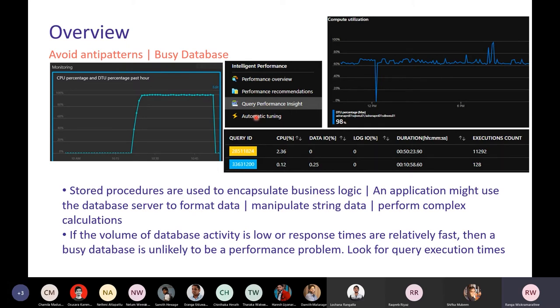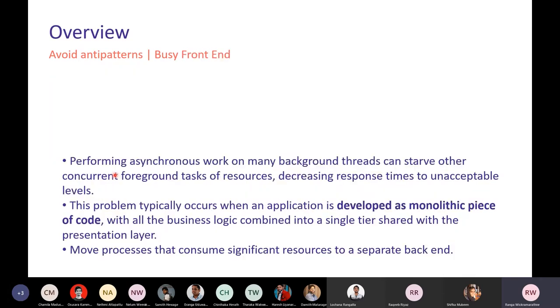Another good way to identify a busy database pattern is sudden spikes into 100% of DTU usage. Right now you can see this is about 60% of the DTU usage, but this might not be the case. You need to take a look into these query patterns as well. So let's talk about the busy front end.